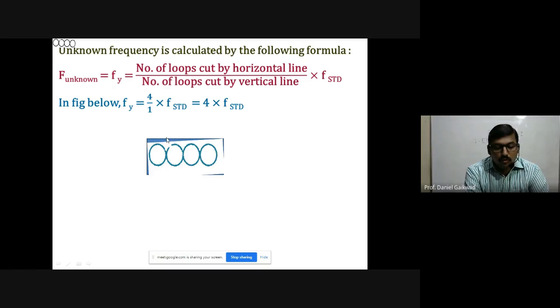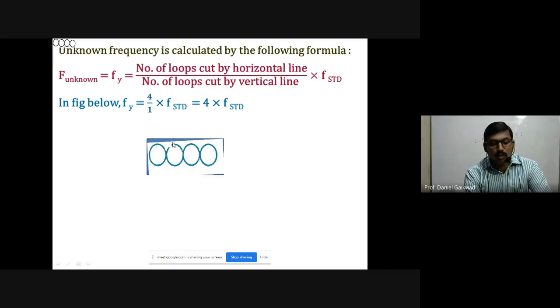So 4 loops will be obtained in the horizontal line. So 4 into F, only a single loop, no loops in the vertical direction. So 4 by 1 into F standard. So 4 times the F standard. Suppose F standard is 1 kilohertz. So the unknown frequency must be 4 kilohertz.